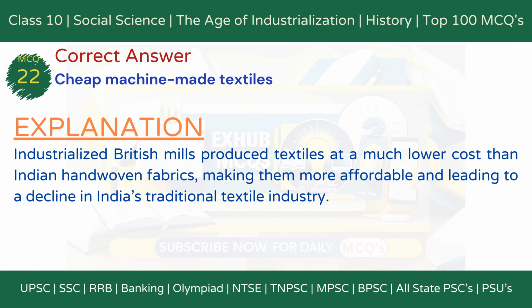The correct answer is option B, cheap machine-made textiles. Explanation. Industrialized British mills produced textiles at a much lower cost than Indian handwoven fabrics, making them more affordable and leading to a decline in India's traditional textile industry.